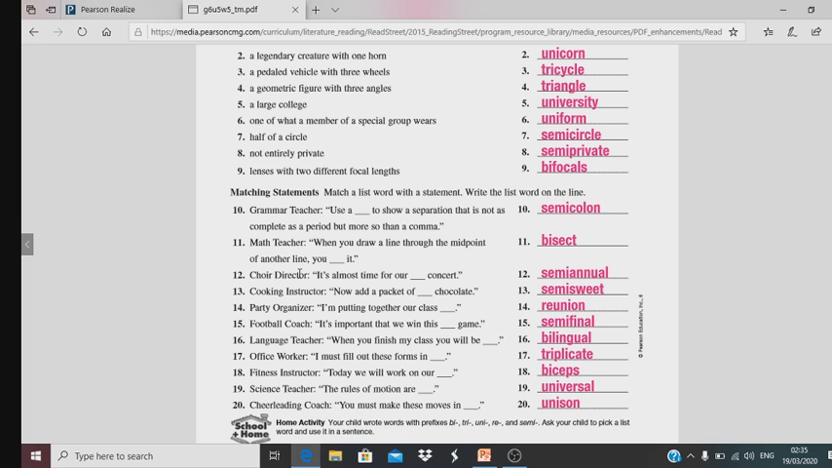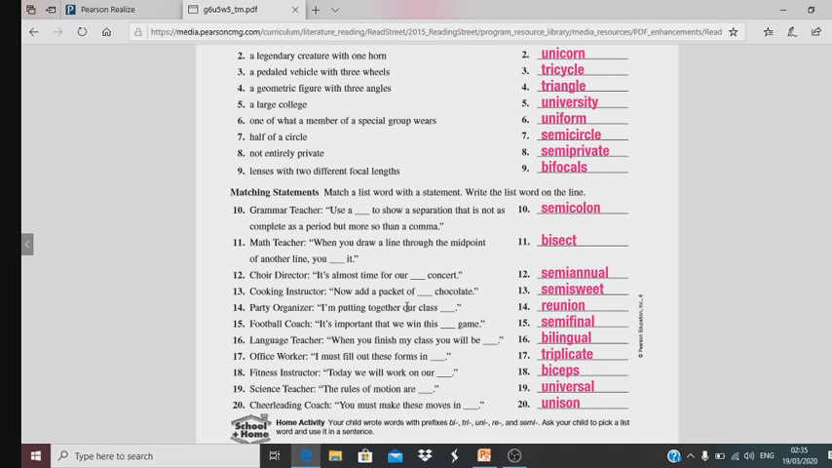Choir director: it's almost time for our concert. So the concert that happens once in half of the year, we call it semi-annual. So semi-annual concert. Cooking instructor: now add a packet of chocolate. So the kind of darker chocolate, we call it semi-sweet. So semi-sweet chocolate.